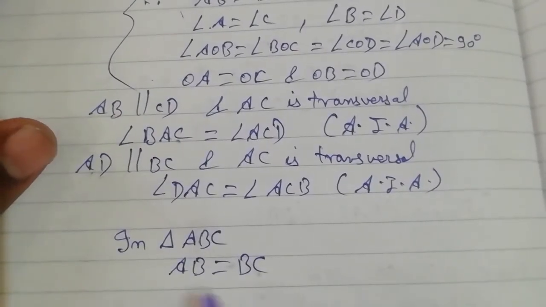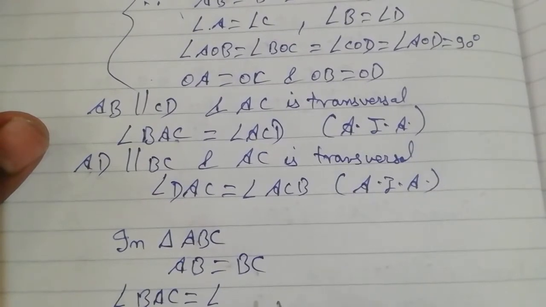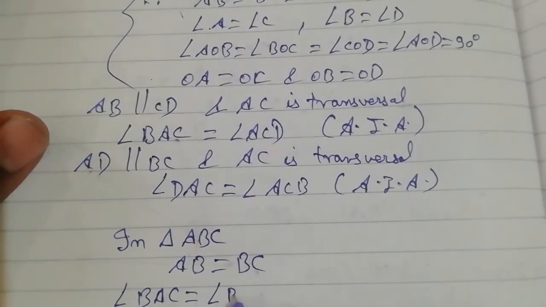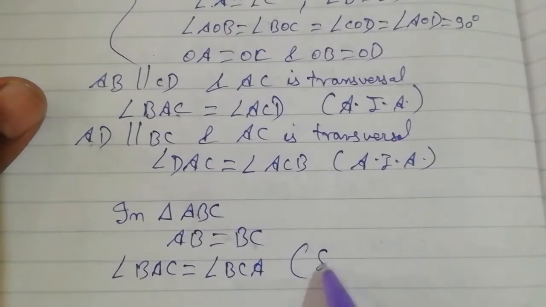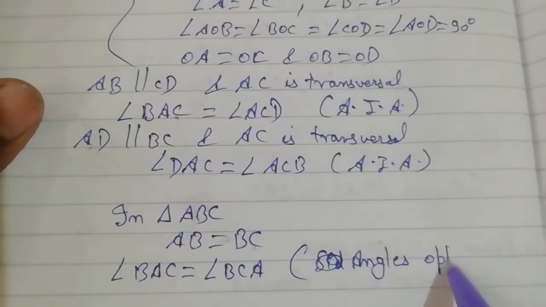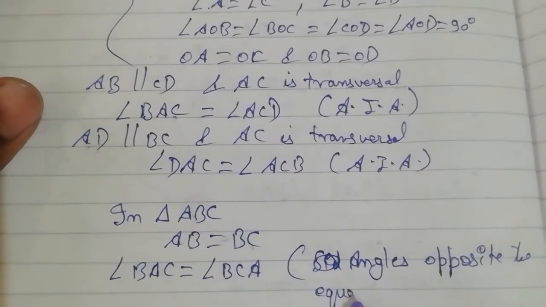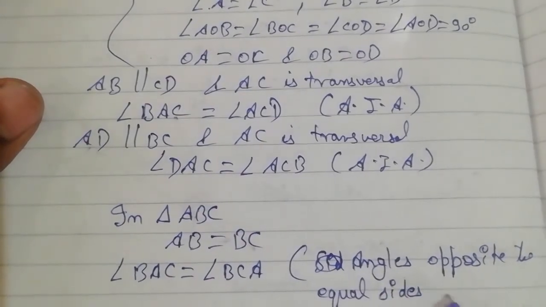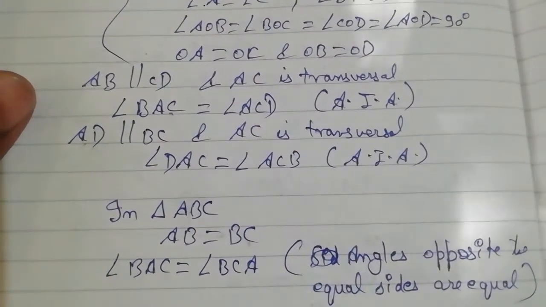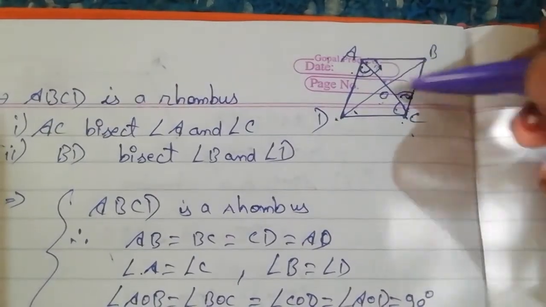In this triangle we have AB is equal to BC. So we can say that angle BAC is equal to angle BCA, because angles opposite to equal sides are equal. This we have learnt in the inequalities of triangles. So look, if these two sides are equal, then these two angles are also equal.